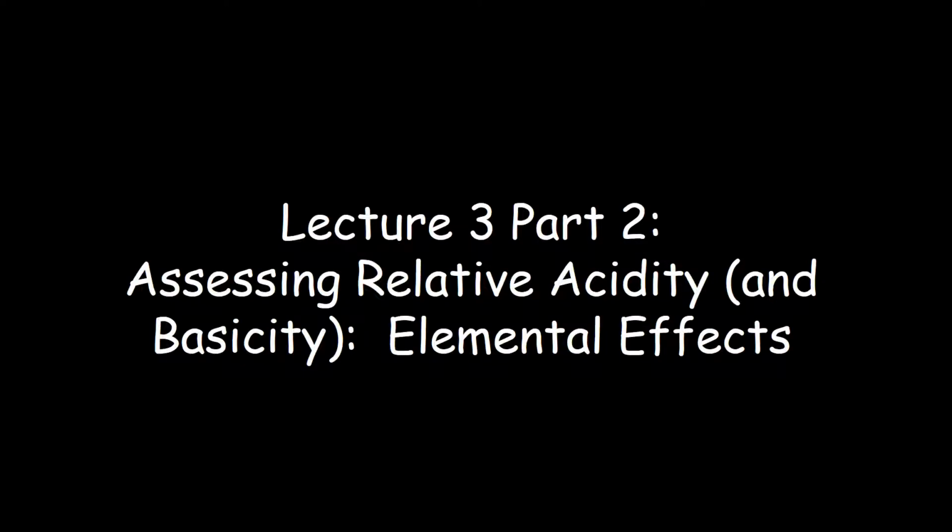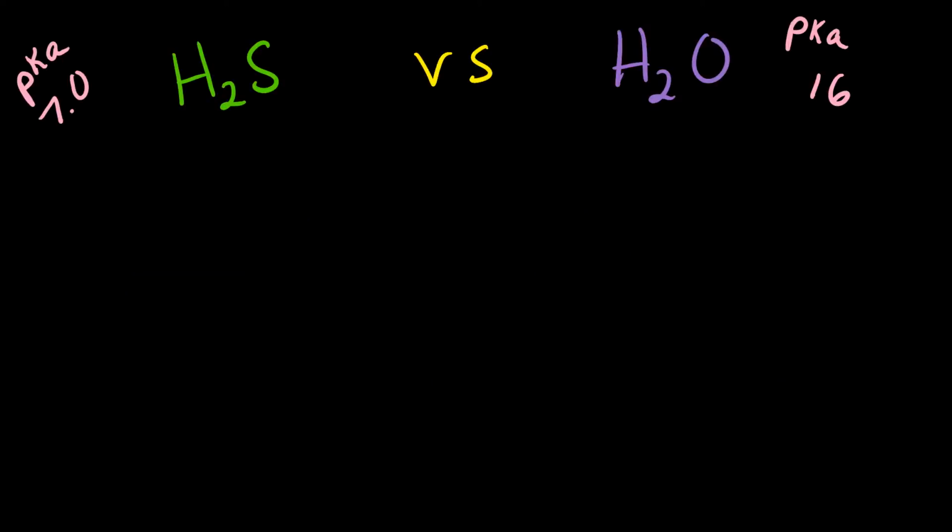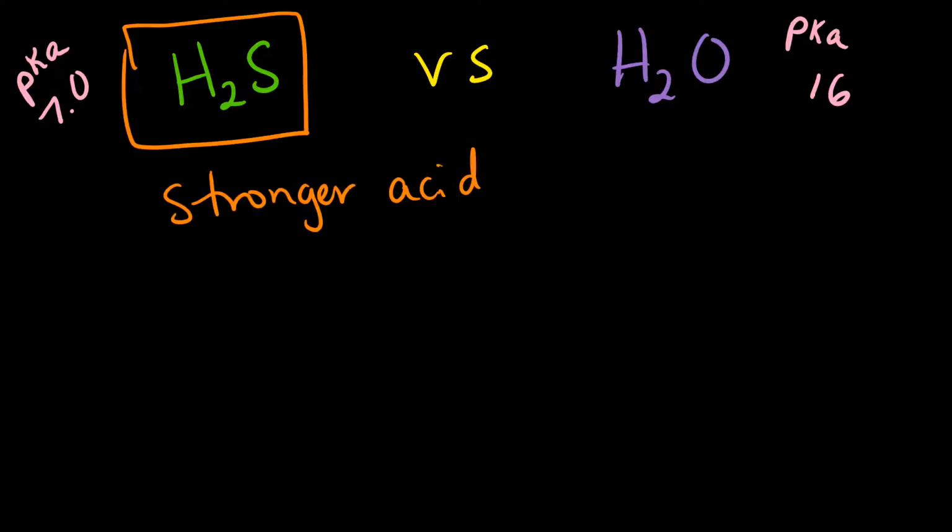Okay, in this video we're going to investigate how to compare the strengths of two acids or two bases, and we're going to begin with the first of the four factors that we will consider, which is elemental effects. To do this, let's go back to the example of H2S versus H2O from the last video. We saw that H2S has a pKa of 7, and we know that the pKa of water is about 16. So obviously H2S is a significantly stronger acid than is H2O. The question that we really want to be able to answer now is why.